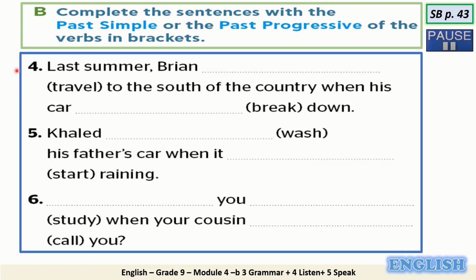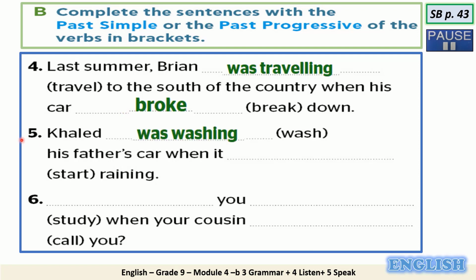Number 4. Last summer, Brian was traveling to the south of the country when his car broke down. We used was traveling, the past progressive, for the longer action. Broke down, the shorter action, we used past simple. Number 5. Khalid was washing his father's car when it started raining. The longer action, was washing, we used past progressive. Started, the shorter action, we used past simple.